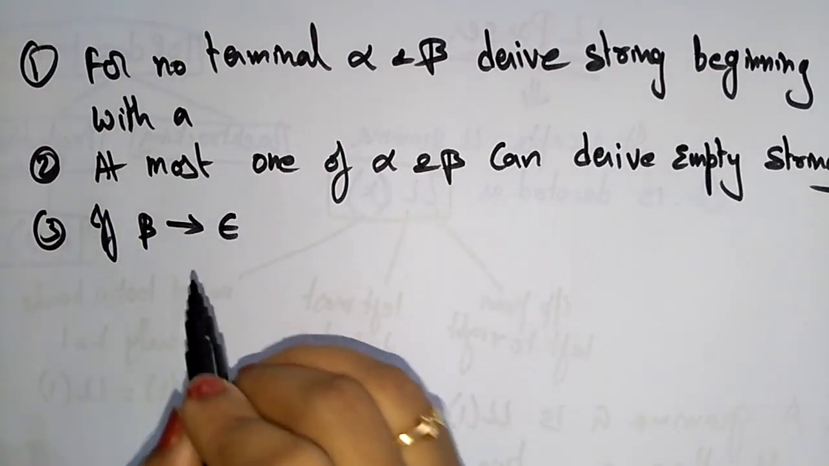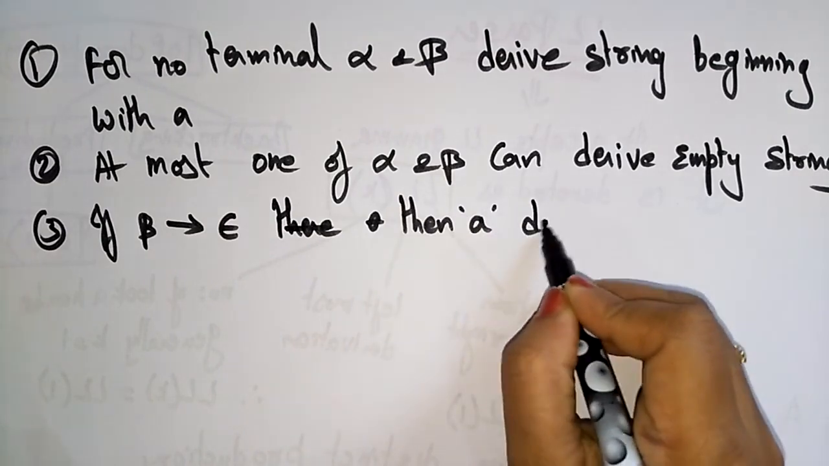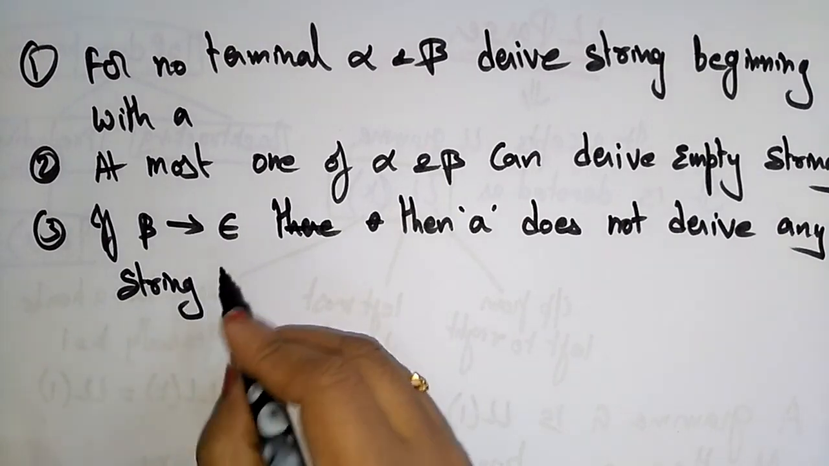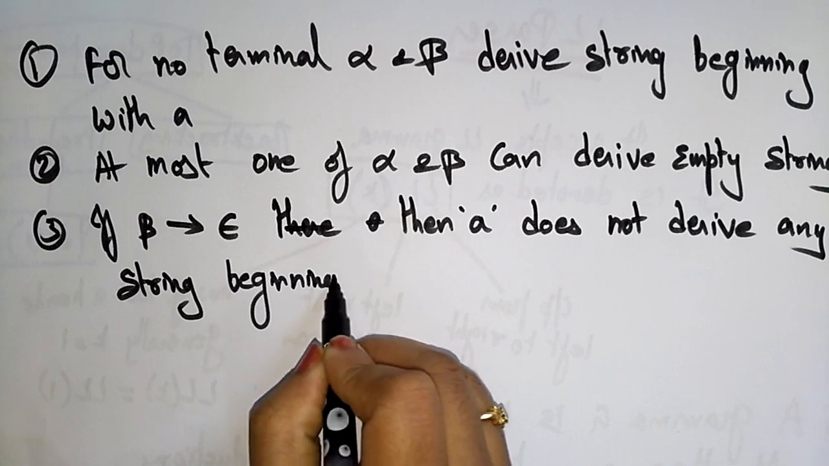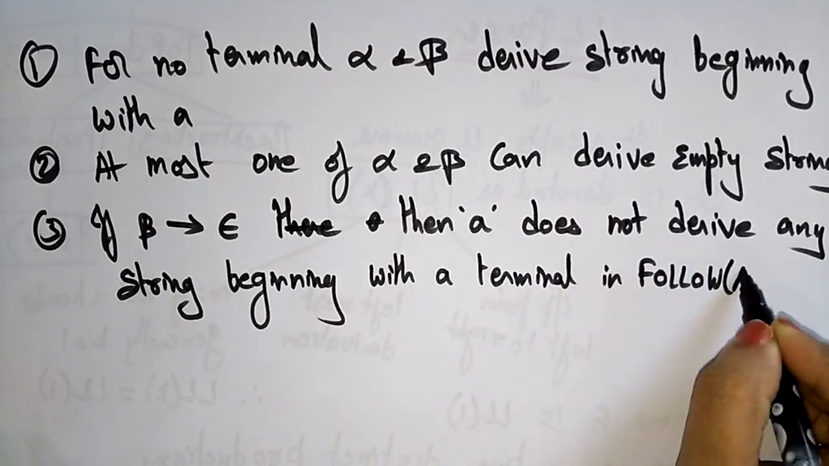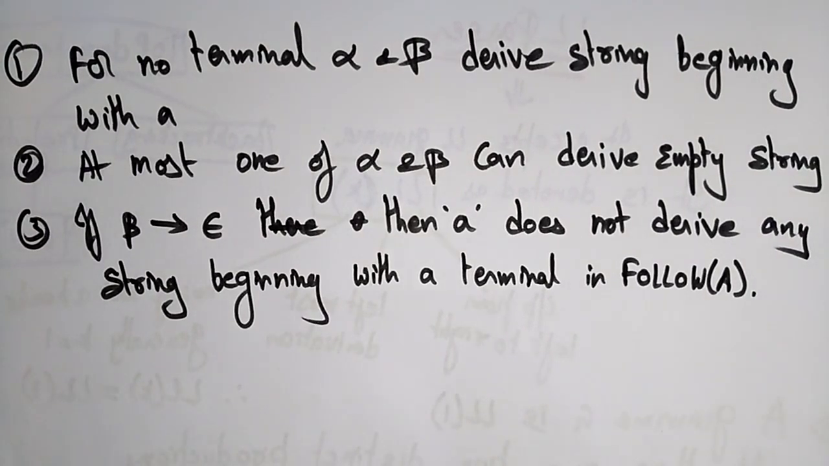Suppose if beta produces epsilon, then alpha does not derive any string beginning with a terminal in follow A. So in the same way, if alpha produces epsilon, then beta does not derive any string beginning with a terminal in follow A. Okay, so this is the definition of the LL parser, meaning the conditions that a grammar G must follow to be LL of 1.